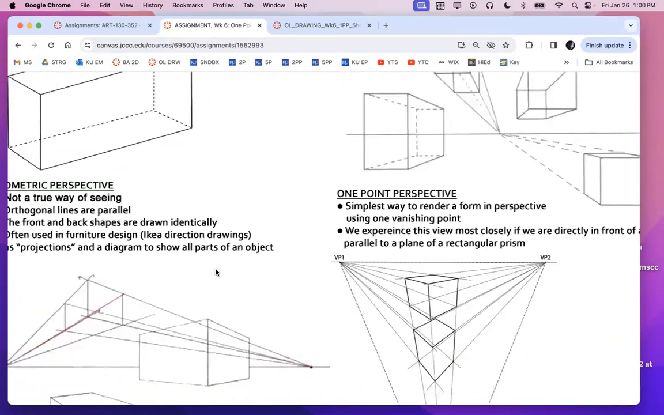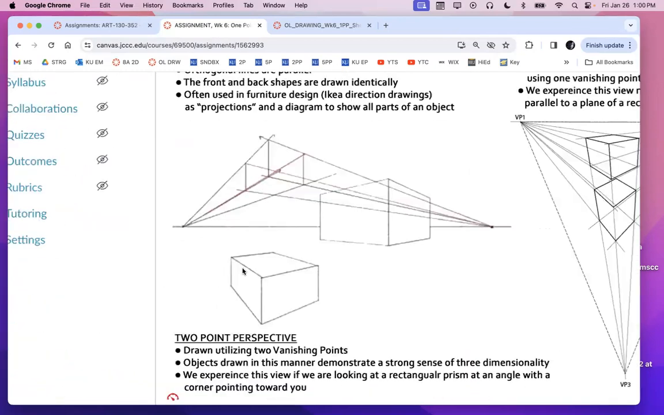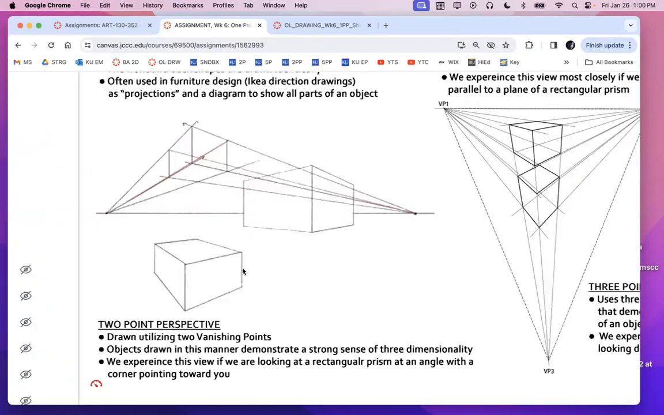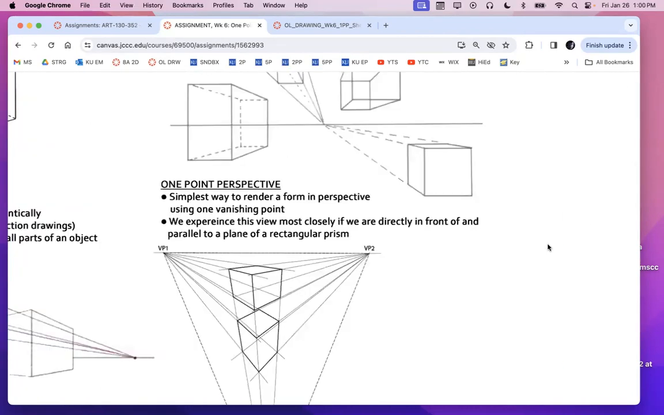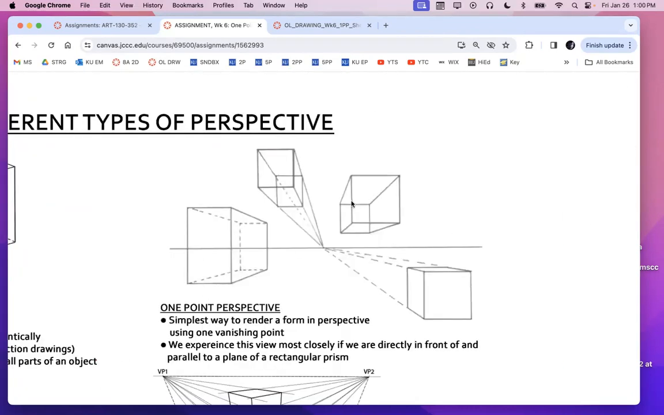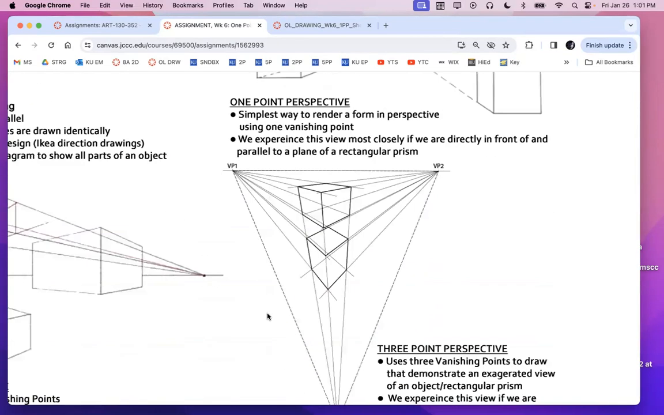Which we see, where is it? 2 point, should be 2 point. Okay, so 2 point perspective, which we're going to be doing after 1 point perspective, is when you're looking at a box and the corner is closest to you. When you're looking at a box and one of the sides or the faces is parallel to your face, that is when we see things in 1 point perspective.